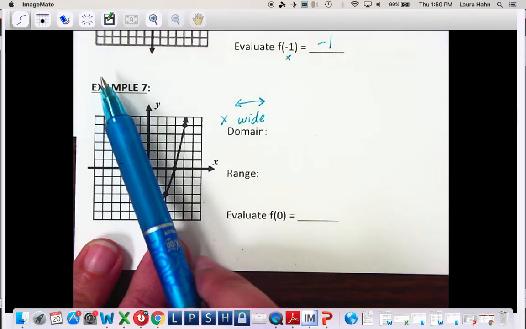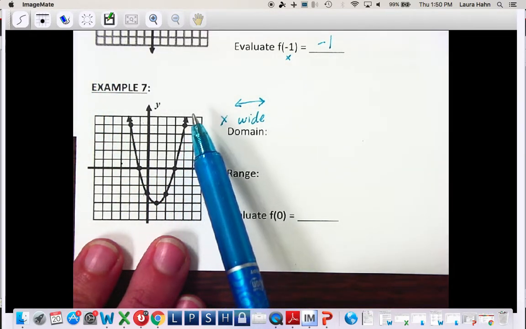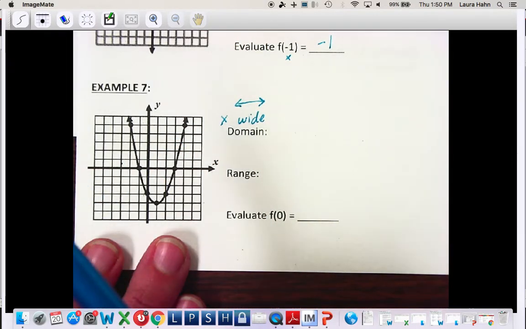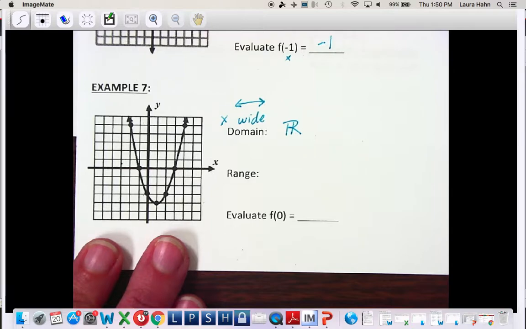So let's go to the right. As I go to the right, notice there's another arrow. So it's just going to keep getting wider and wider and wider. So there's no stopping it whatsoever. It's going to get wider forever and ever, so we're going to call that all real numbers. Remember, when there's no stopping it, it's all real numbers.